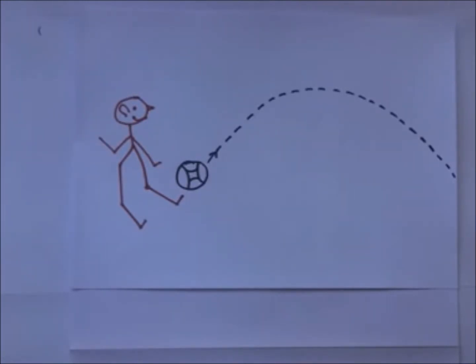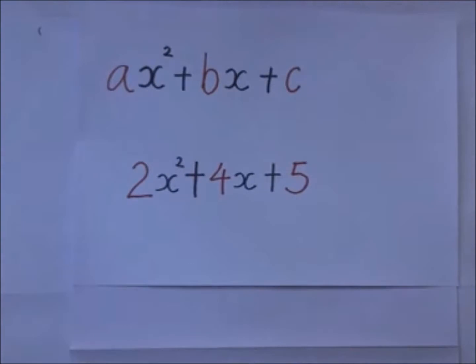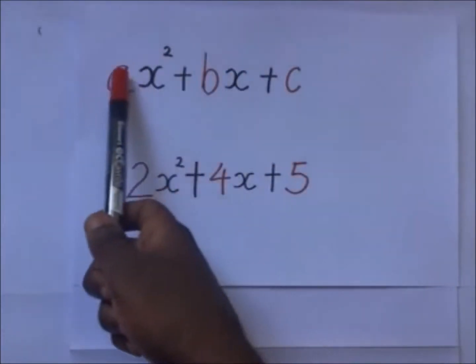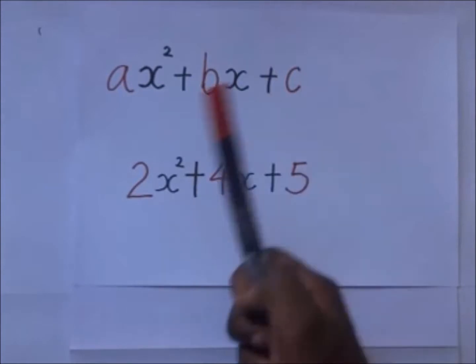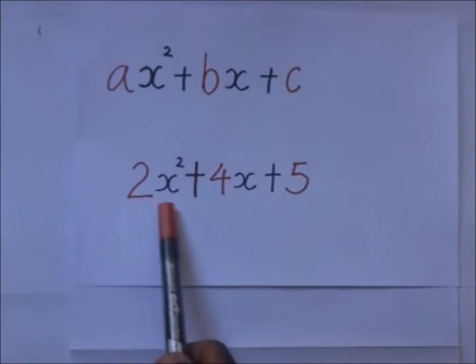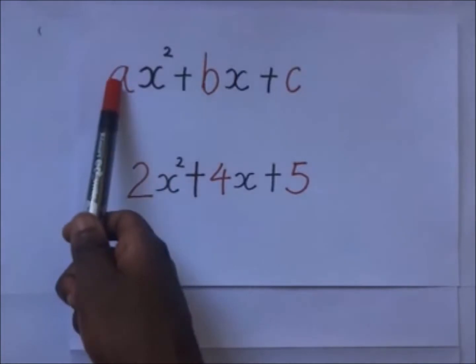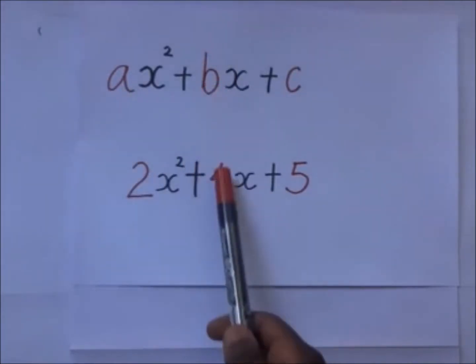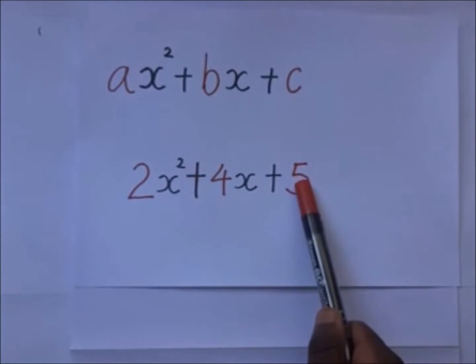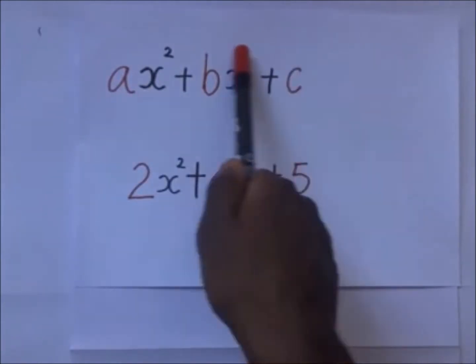These trajectories you have just seen can be modeled by a mathematical function. This mathematical function is of the form ax squared plus bx plus c, and this function is what we call the quadratic function. For example, right here we have a quadratic function, 2x squared plus 4x plus 5, and we see that the value of a here is 2, the value of b is 4, and the value of c is 5. In other words, a, b, and c are always whole numbers.